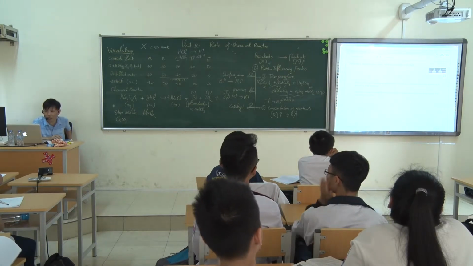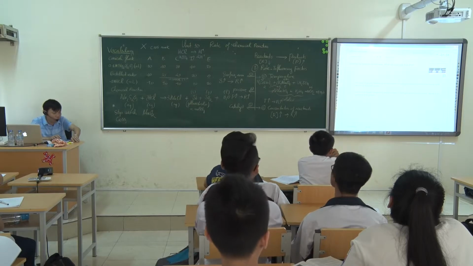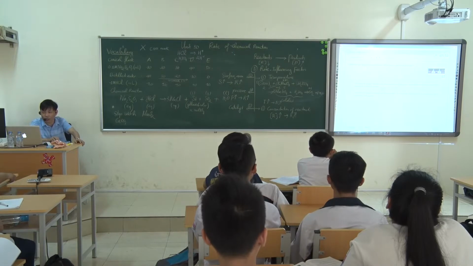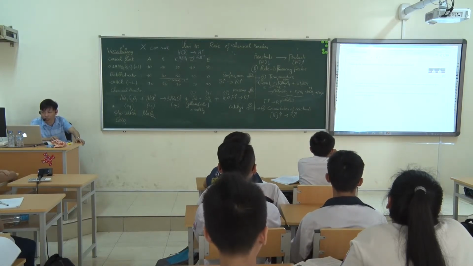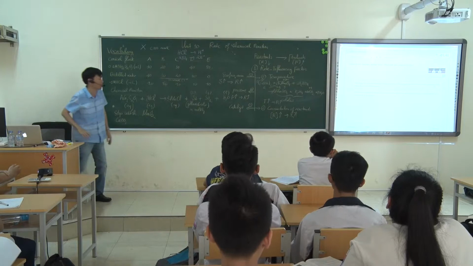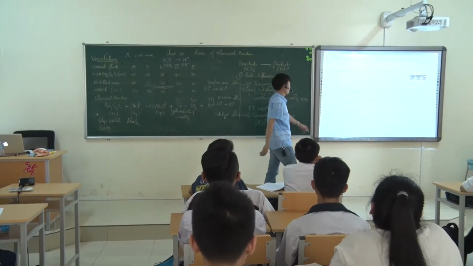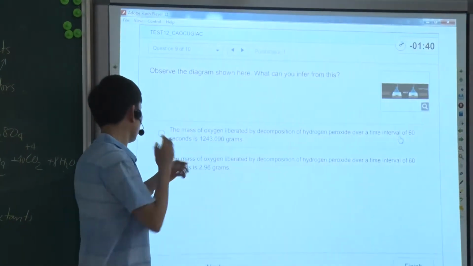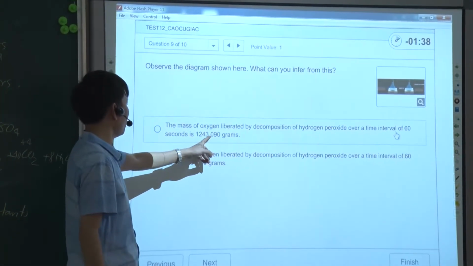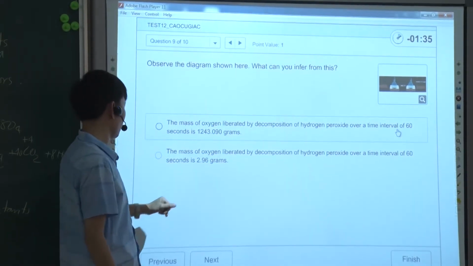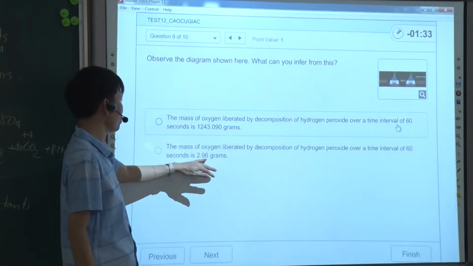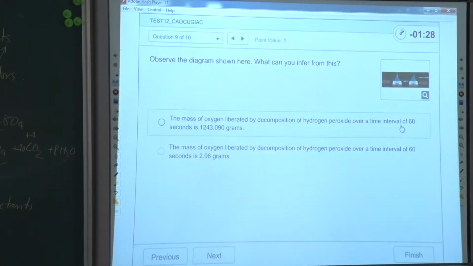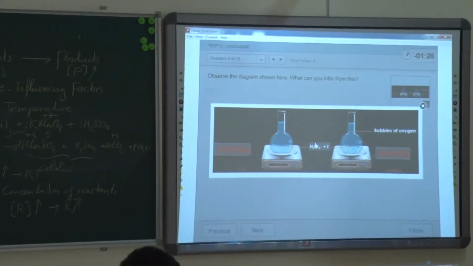Observe the diagram shown here. What can you infer from it? The mass of oxygen released by decomposition of hydrogen peroxide over time intervals of 60 seconds. Do you understand this question? This is the question.